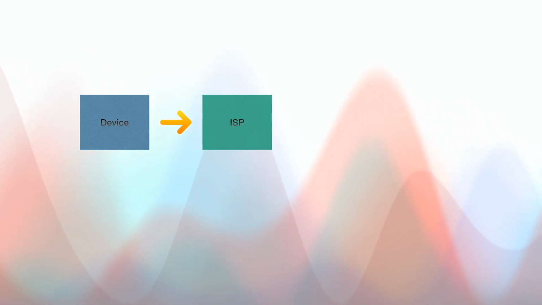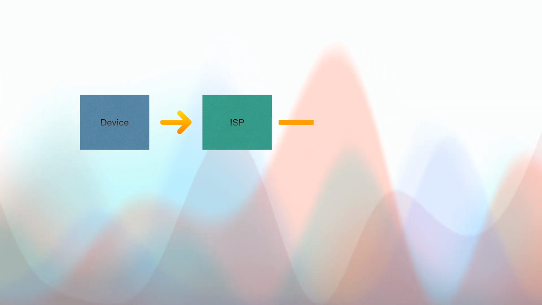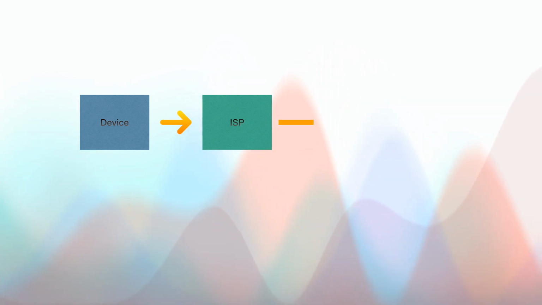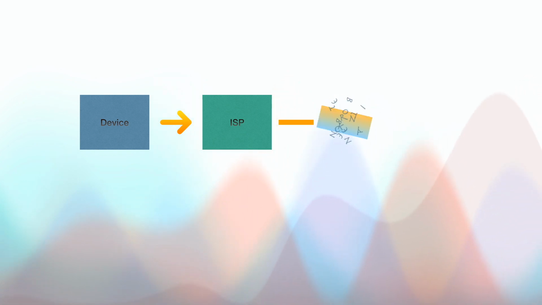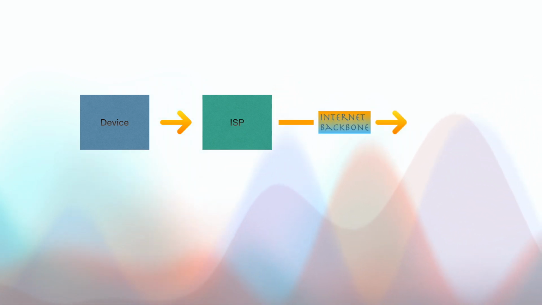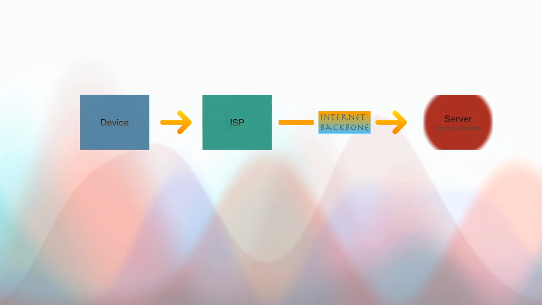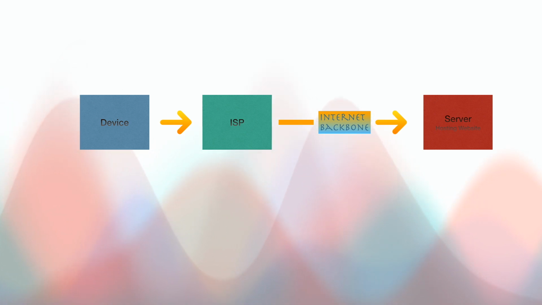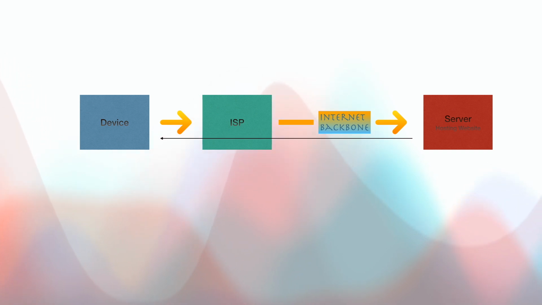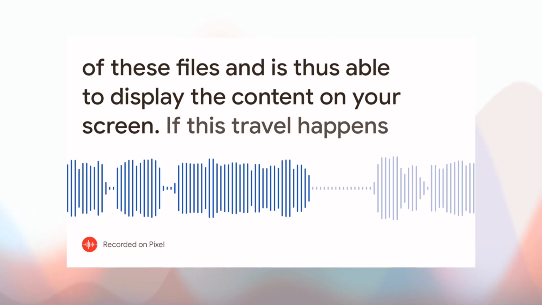So it again makes a request to access the website at the IP address. Now after the ISP, the request is sent through the internet backbone, which is the network of actual physical wires. The request reaches the server and the server sees what it needs to send, and if you have proper authorization, it'll send you what you asked for. This again happens via the internet backbone, and that is how files for displaying the website reach your device. Your browser has an understanding of these files and is thus able to display the content on your screen.